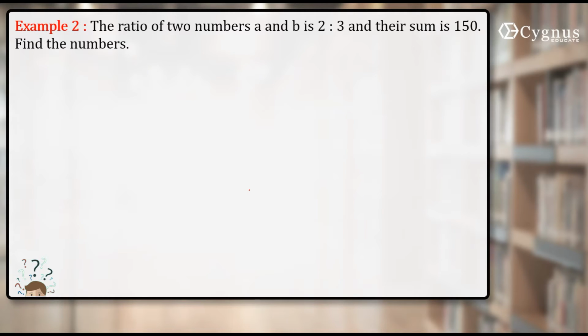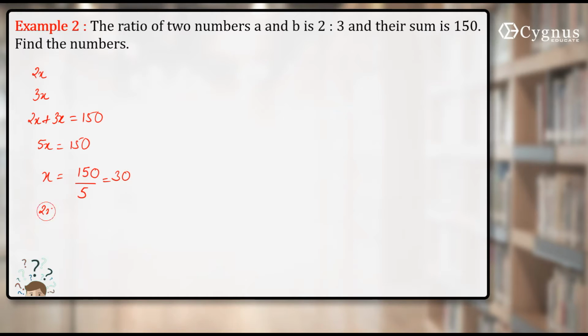The ratio of two numbers A and B is 2 to 3 and the sum is 150. Now let's try to understand this question. Let's say the first number is 2x and the second one is 3x because the ratio of these numbers is given equal to 2 to 3. And you also know their sum. So can we say 2x plus 3x must be equal to what? 150. That means effectively 5x becomes 150. So value of x becomes 150 by 5, which is equal to 30.